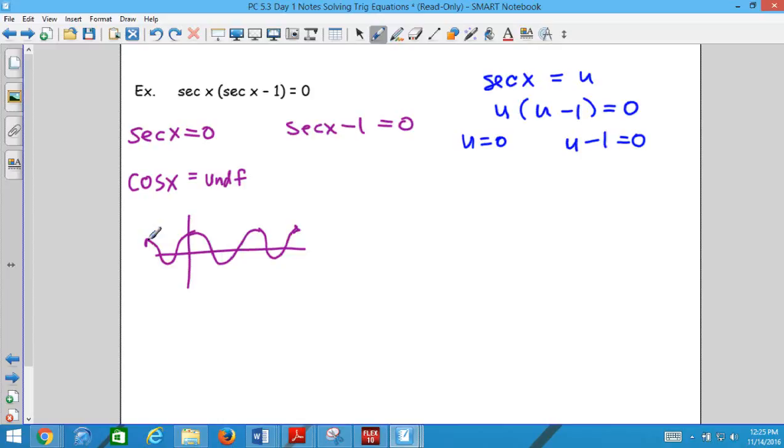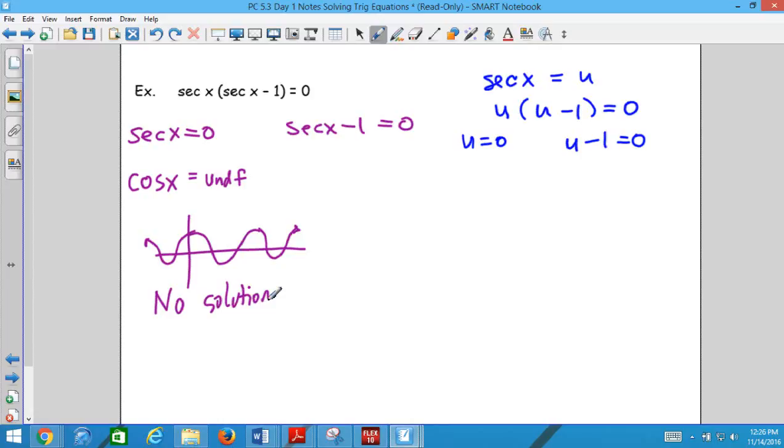This piece, secant x equals 0, that piece of the equation will give you no answer. That part gives you no solution. But don't worry, we'll get a solution from the second part. So it is possible to not have a solution on some of these. I think everyone has an answer, but on parts of it, you might not have an answer.